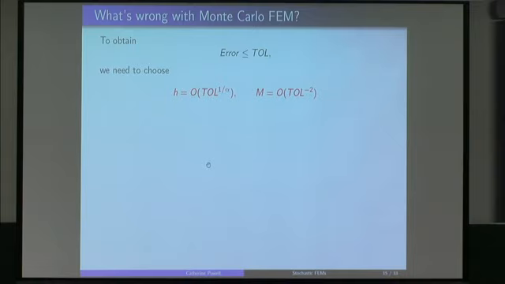Okay, so this is just a quick back-of-the-envelope calculation. If you're not used to this notation, don't worry about it. There are really two things that we control when we do these experiments. We control the number of samples that we take, and we control the finite element mesh size. If we want to balance out the two terms in the error, we have to choose them both proportional to the tolerance in this way.